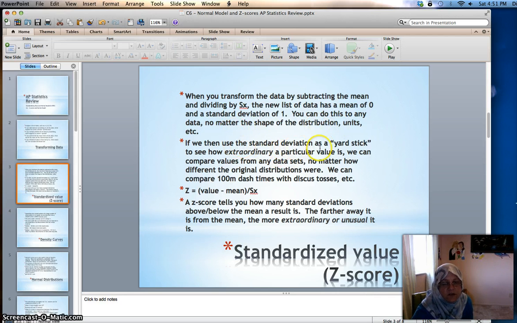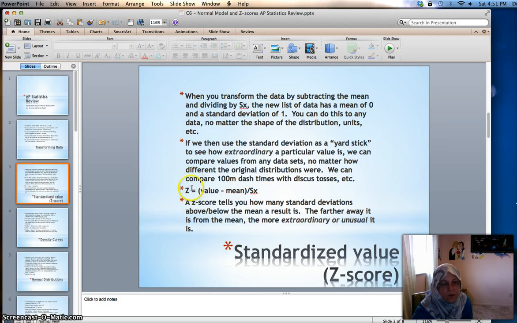Okay, if we then use the standard deviation as a yardstick to see how extraordinary a particular value is, we can compare values from any data sets, no matter how different the original distributions were. This allows us to compare 100-meter dash times and discus tosses, like we did in the pentathlon lab, to see which performance is more extraordinary, even though they're completely different events.